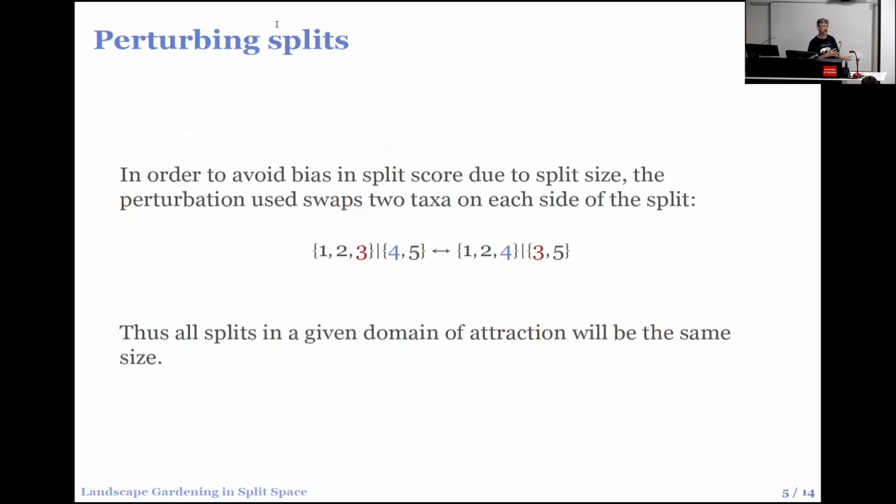How am I going to be perturbing splits? Well, there are a few different ways I could do it. I'm aware that there's a big effect of the size of the split, which is the size of the smallest half, the number of elements in the smaller half of the bipartition. That size has a big effect on the score for all of the split scores that I'm using. So I don't want a perturbation that's going to change the size. The perturbation I'm choosing here is just to flip two elements from one side to the other, just swap them over, as in the little figure here. So I've got a 3 and a 4 swapping. I don't know if that cursor is going to work. So all the splits in a given domain of attraction will be the same size.